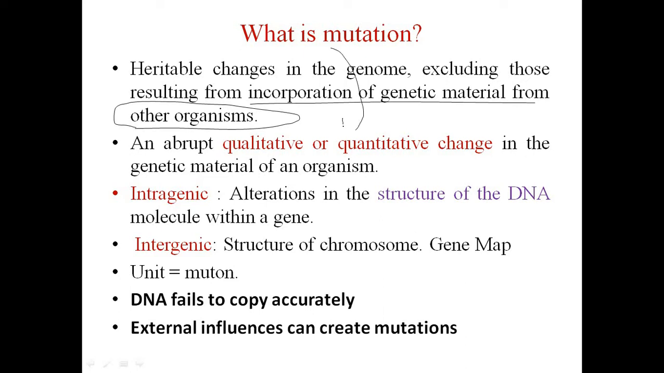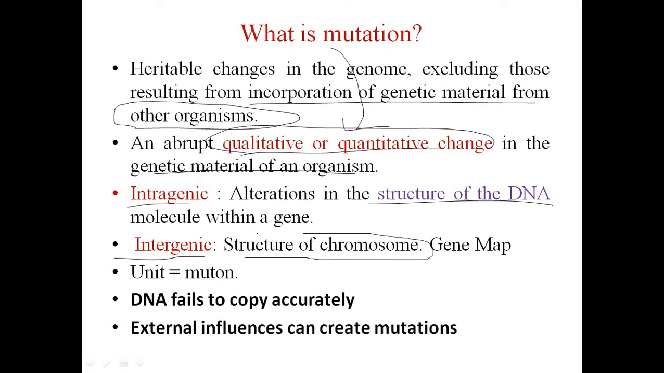Mutation can also be defined as an abrupt qualitative or quantitative change related to the genetic material of an organism. They are intragenic, related to alteration in the structure of DNA, or intergenic, related to change in the structure of a chromosome, and these types of mutations can be useful in gene mapping. The unit of mutation is the muton.